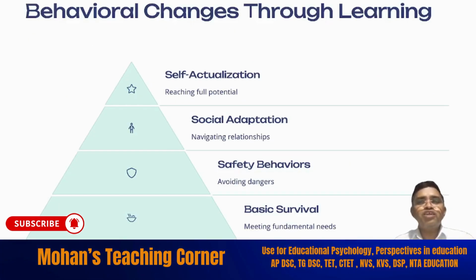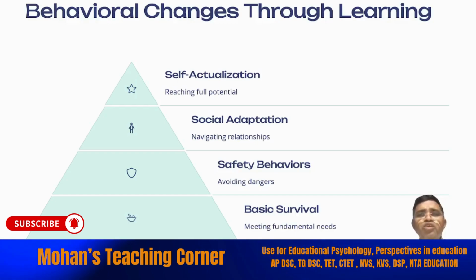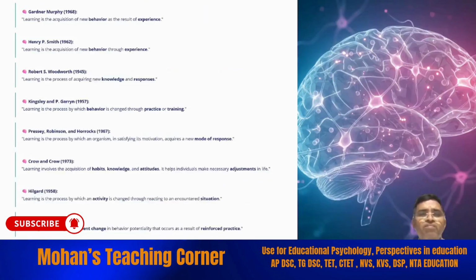Then behavioral changes through learning. How? It is going to change our behavior through learning. Here we reach our full potential, that is self actualization. Then social adaptation, where we navigate relationships. Then safety behaviors, avoiding dangerous things. Then basic survival, meeting the fundamental needs. This is the behavioral changes through learning: self actualization, social adaptation, safety behaviors, and basic survival.